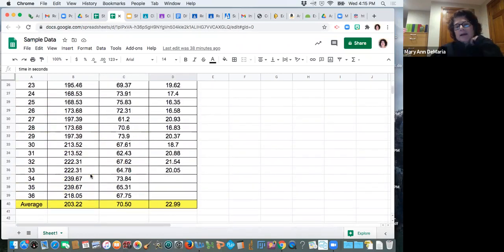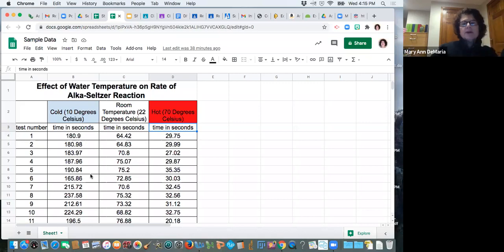Okay. All right. So let me ask you guys another question now. So now the kids got all the data into this table, so they've organized it really well. Now the next step is to analyze the data, because we want to know if the hypothesis was supported or not.